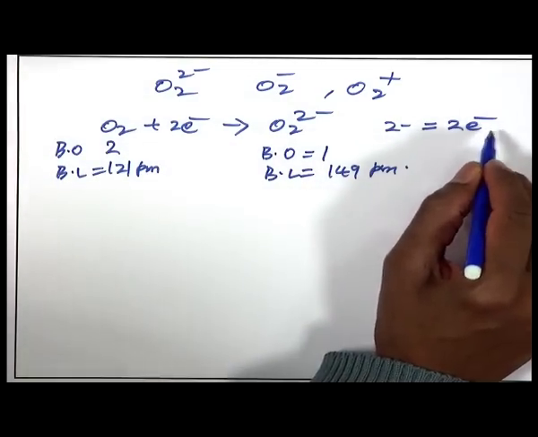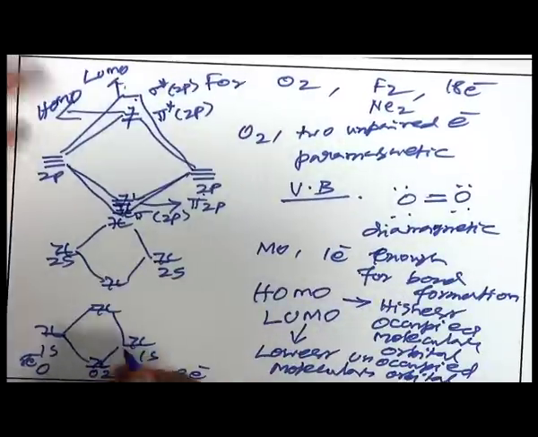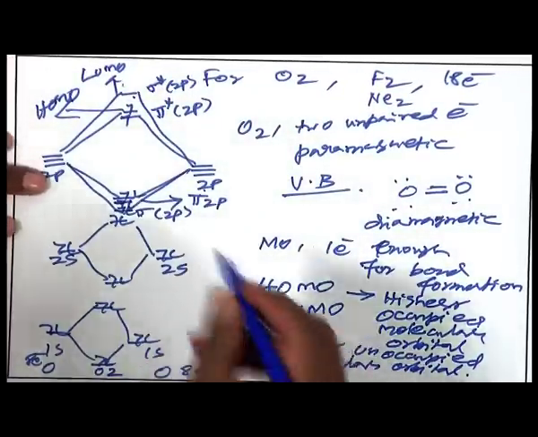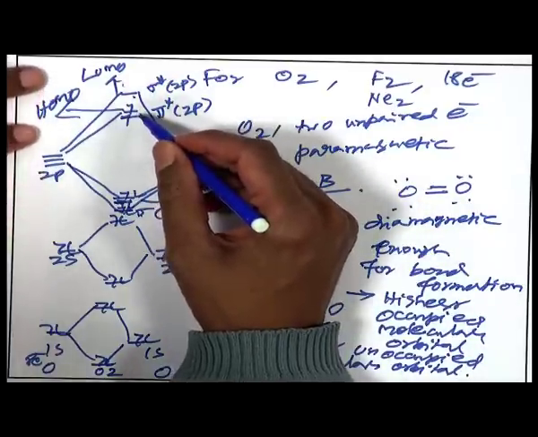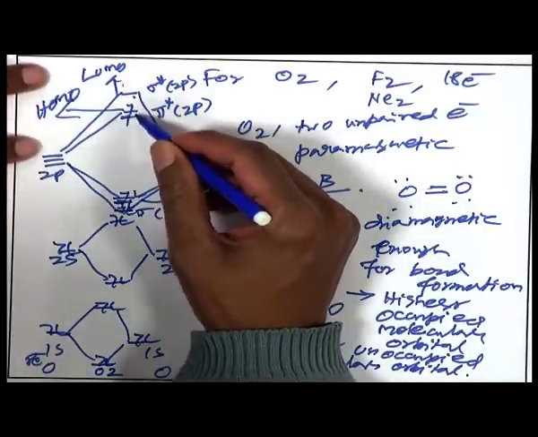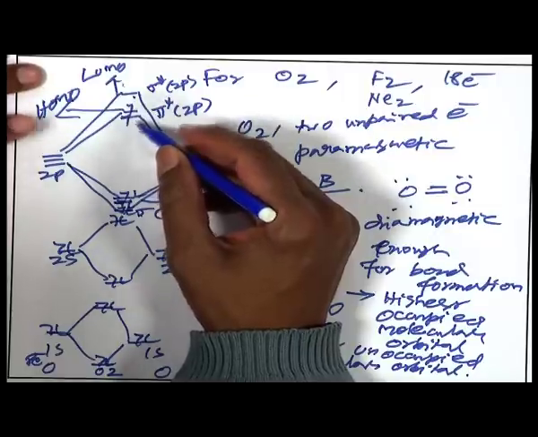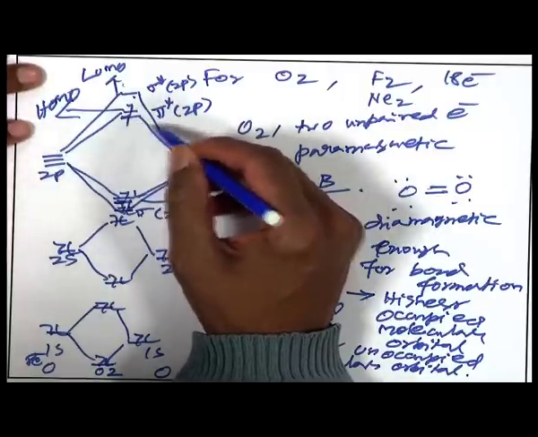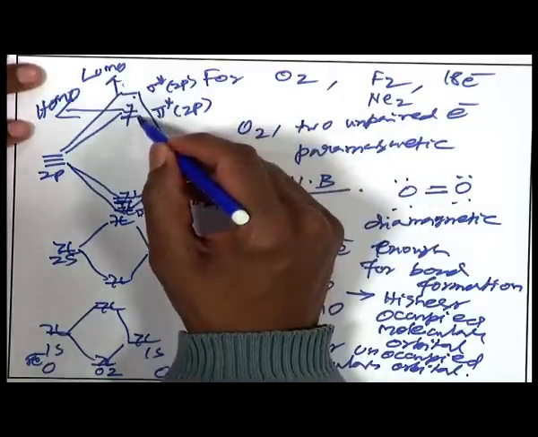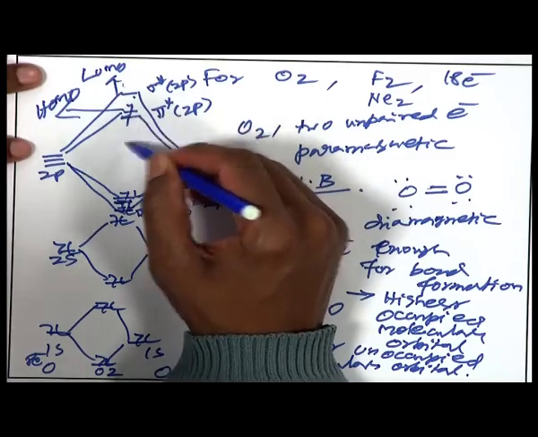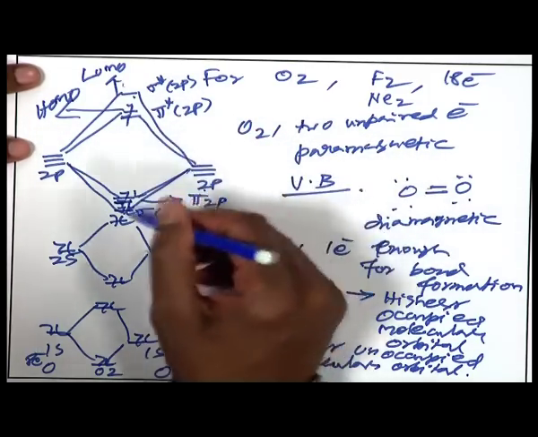Where do they go? When this is an O2 molecule and you give 2 electrons to O2, those 2 electrons will go to the molecular orbital which is not occupied. If you look at these orbitals which are singly occupied, that means there is space. So both electrons will go to this pi star orbital. When electrons are added to the pi star orbital, it is going to affect the bond order.